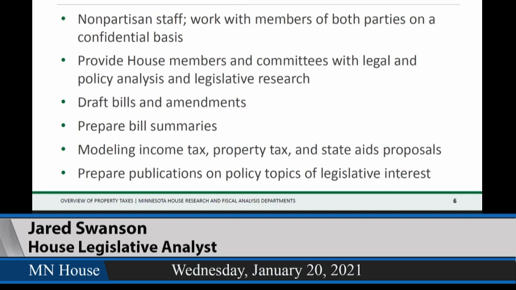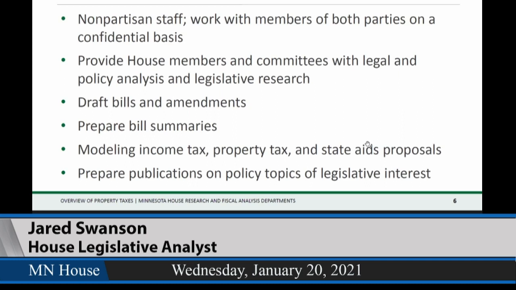We can draft bills and amendments for members. We prepare the bill summaries for committee hearings. We also have the capability to model income tax, property tax, and state aid proposals. And additionally, there are publications on our website that are of general interest to many of the topics that we cover in this committee and many of the topics that you'll see in this presentation today.